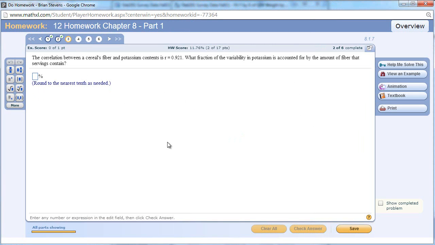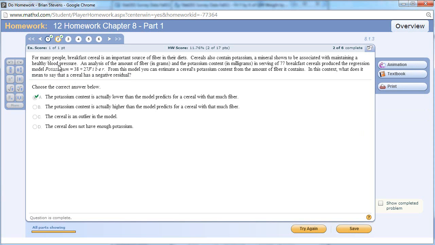With this in mind, we're looking at the relationship between r and r squared. R squared is the percent of variation explained by your model. So when we think about this, we have fiber explaining potassium. Fiber would explain a certain amount of variation in potassium. Going back here, as you see, potassium is what we're trying to explain, and fiber is doing the explaining. The explanatory variables, the x variables, do the explaining.